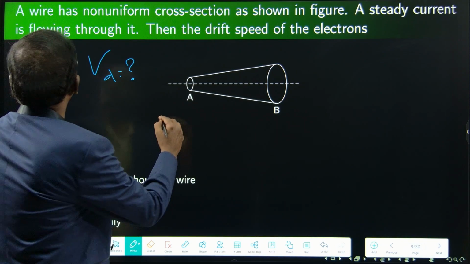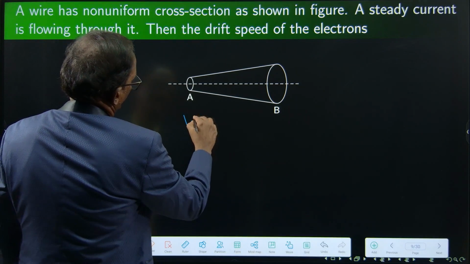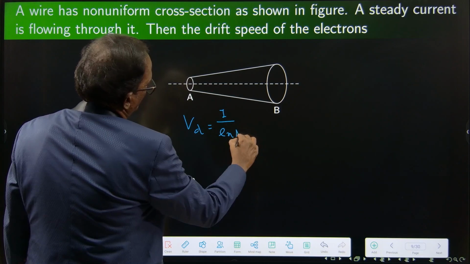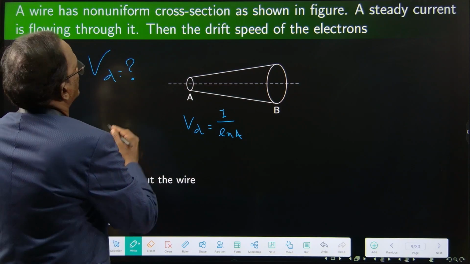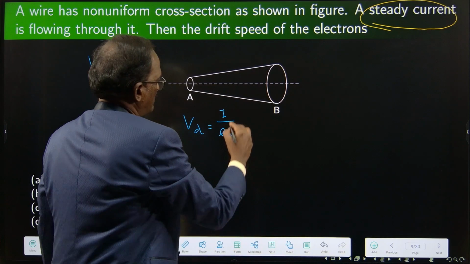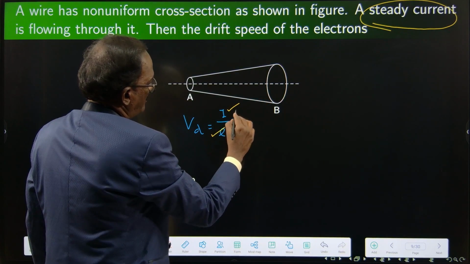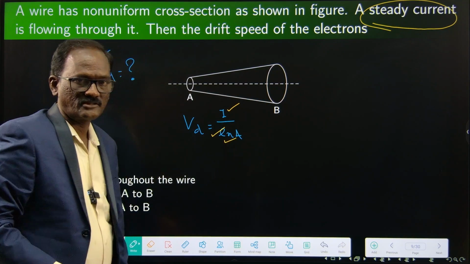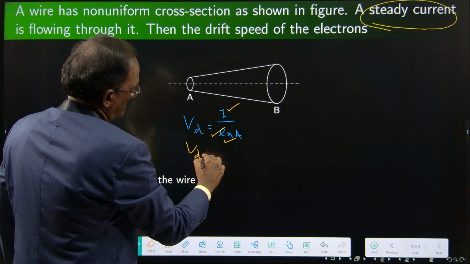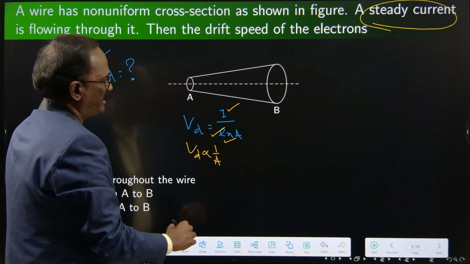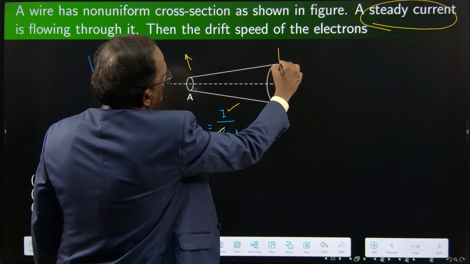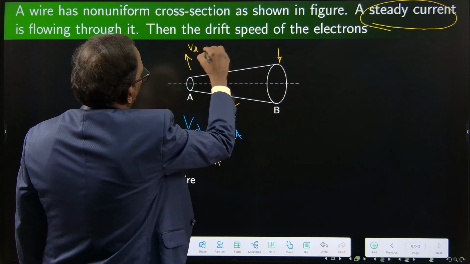The drift speed, Vd, is equal to I upon ENA. Steady current. This is steady current. I constant. E always constant, N is also constant. Material we have not changed. Vd is inversely proportional to area. So Vd will be more, Vd will be less.